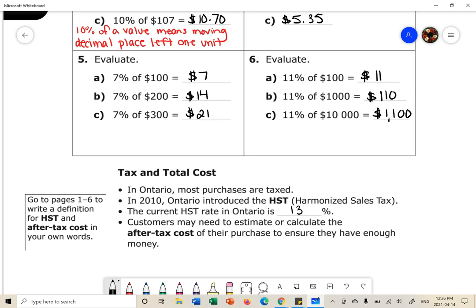When you see an item for sale on a shelf in a store or an item for sale online, the price that is advertised is the before tax cost. We have to remember that that is not the amount that we're going to pay. We need to include HST to that price that's advertised. That's what we're going to practice today.